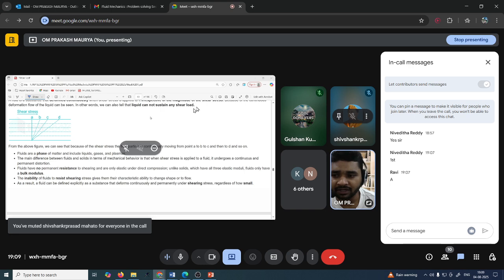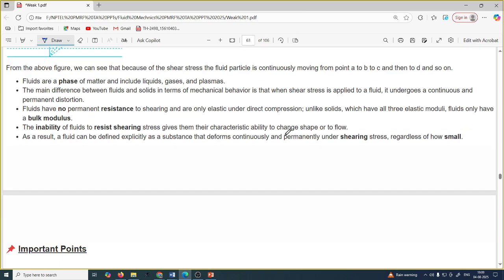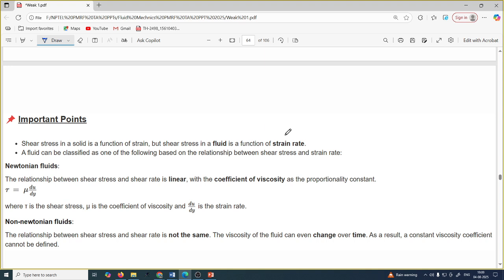Now I'll move on to the next question. Some important points are also there, as when you go through this PPT, or when I upload the PDF, you will see everything. As you can see here, shear stress in a solid is a function of strain, but shear stress in a fluid is a function of strain rate. Remember these things. Many times this question is asked in several exams.